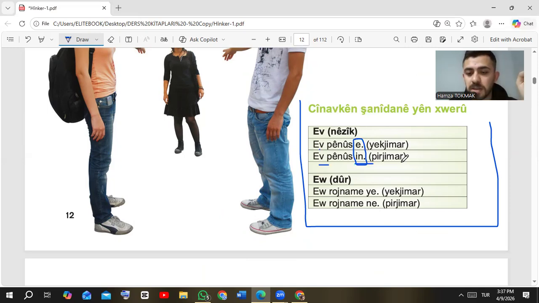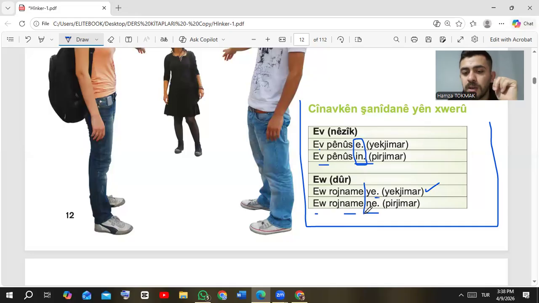These are pencils. So if the thing or the things that we are demonstrating are far from us, we use the ew form. Ew rojname ye. That is newspaper. That is newspaper and it is singular. Yekjmar means singular, pirjmar means plural. And if it is in plural form and it's far, we say those in English. But in Kurdish, we say ew rojname ne.